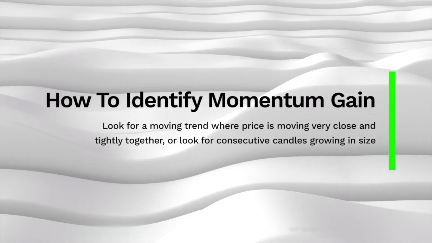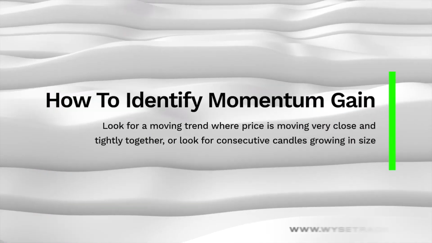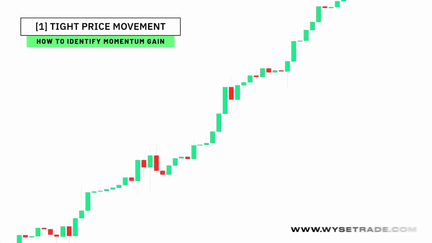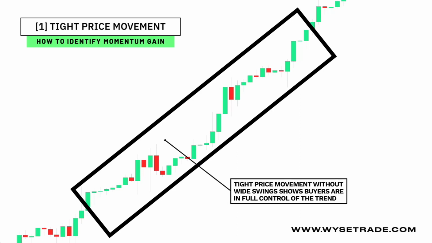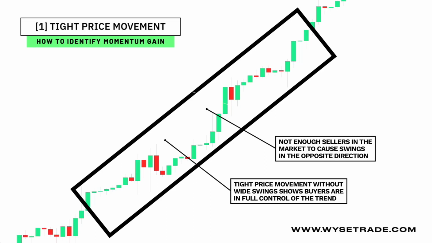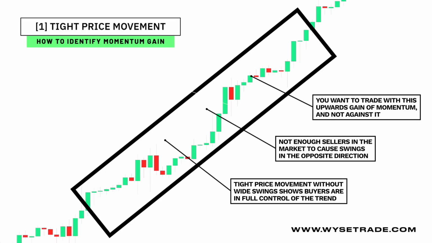So, how do you identify momentum gain? The first way to identify momentum gain is to look for tight price movement. In an uptrend, notice how prices vary tight together without wide swings, which shows buyers are in full control and that not enough sellers are in the market to cause swings in the opposite direction. You want to trade with this upwards gain of momentum and not against it.